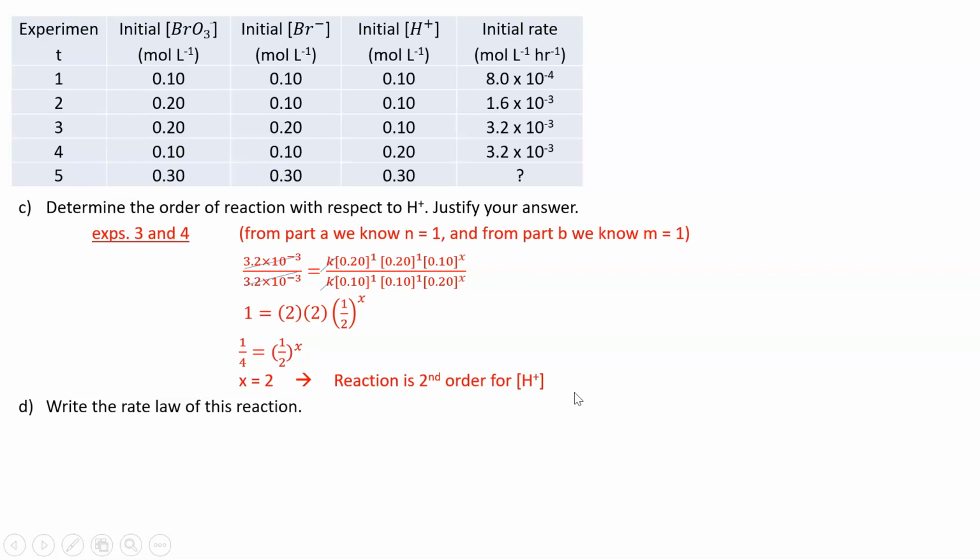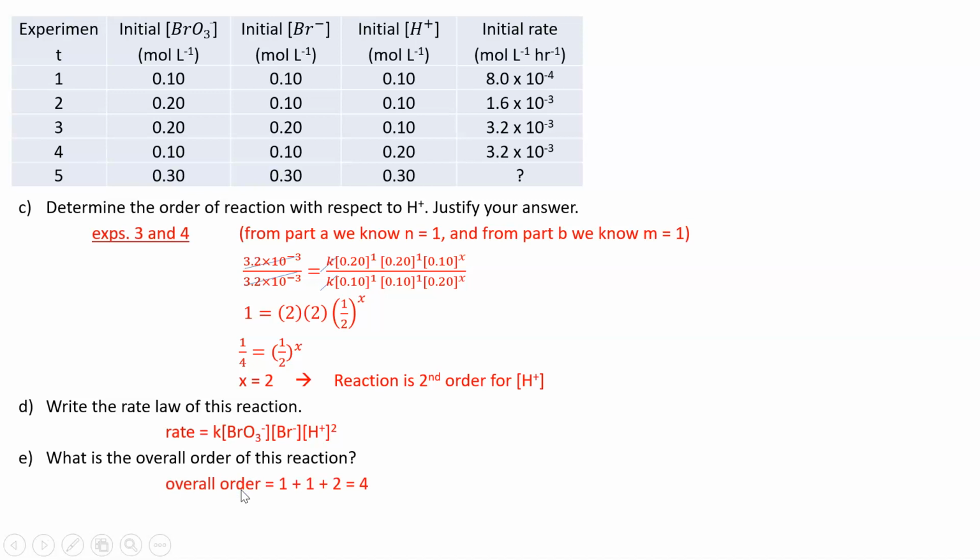Now we want to write down the rate law for the reaction. The rate would be K times the concentration of bromate times the concentration of bromide times the concentration of H+ squared. What is the overall order for this reaction? Well, I've got first order, first order, and second order. I've got to add those up, 1, 1, and 2. I end up with an overall order of 4.